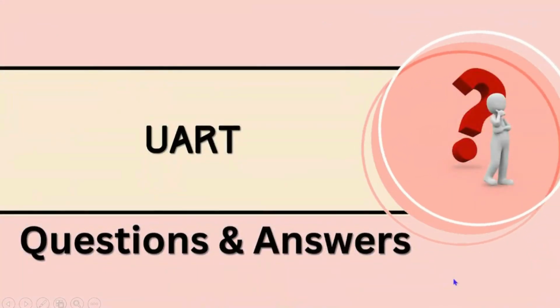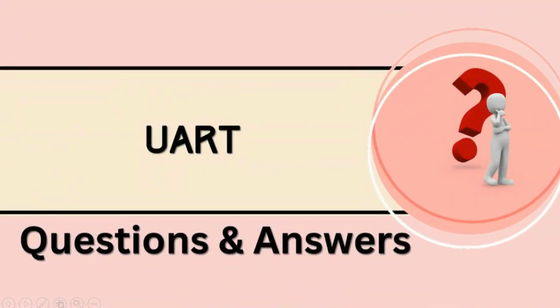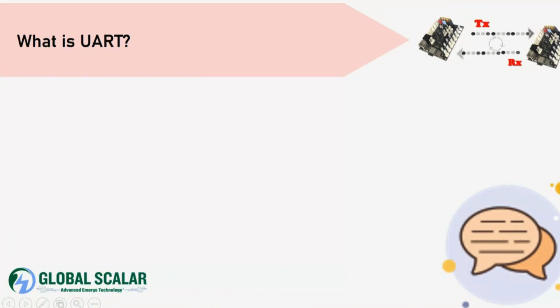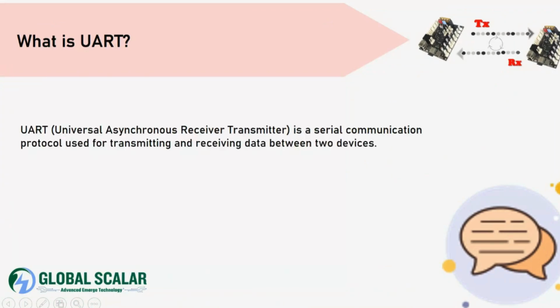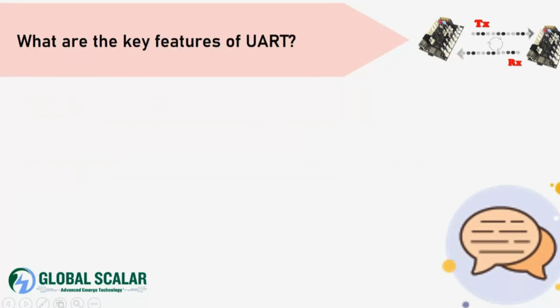UART. UART question and answers. What is UART? UART is asynchronous receiver transmitter. It is a serial communication protocol for transmitting and receiving of the data between the two devices. It doesn't require a clock signal. It uses start and stop bits to indicate the beginning and ending of the transmission.